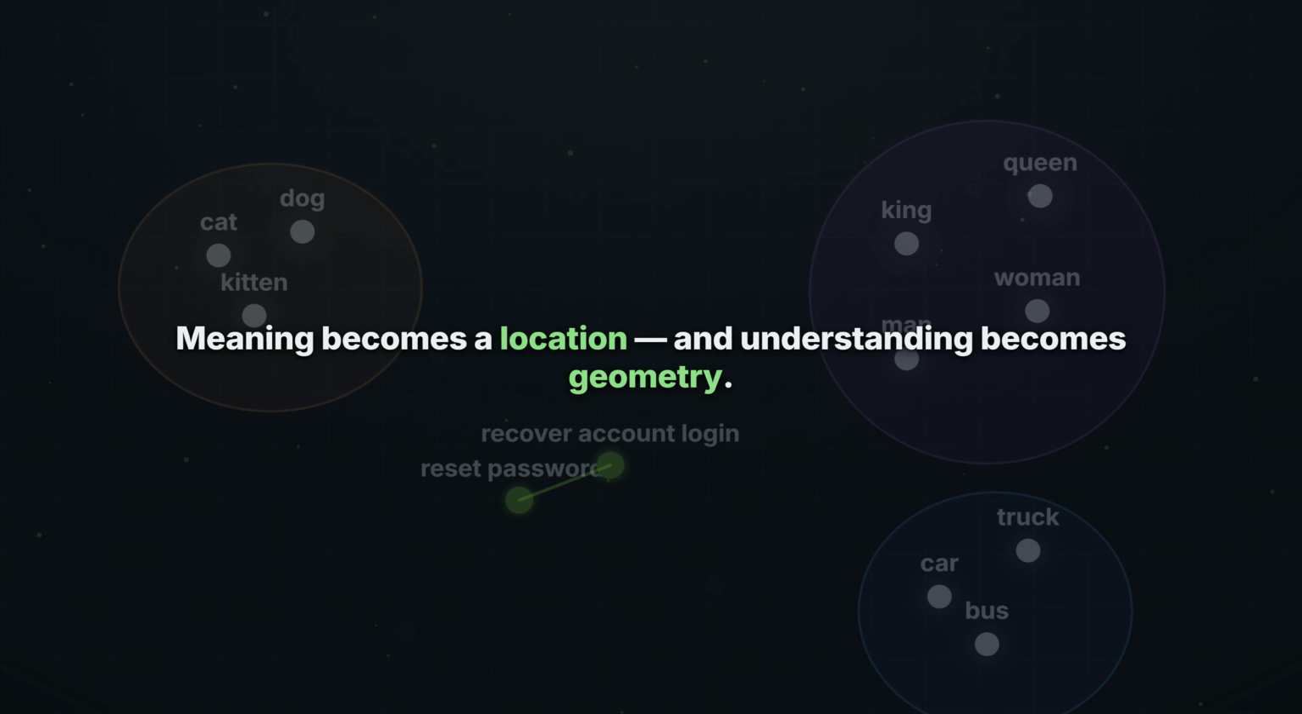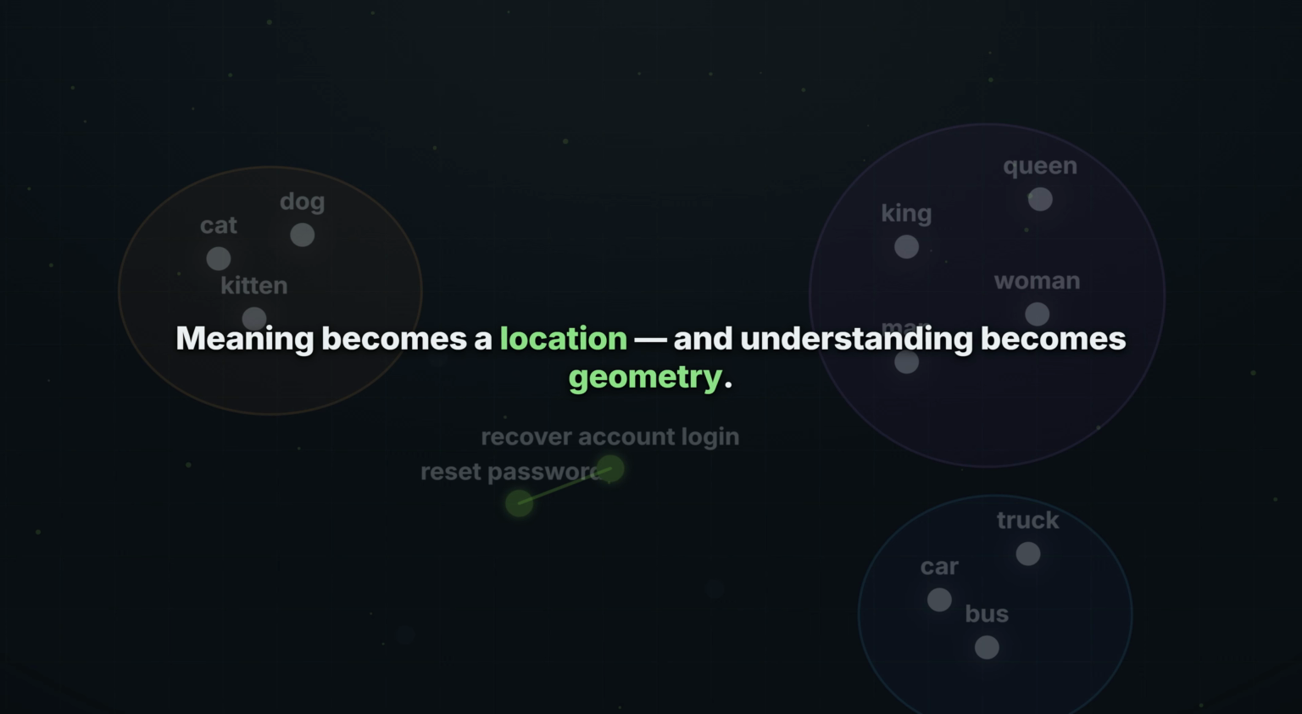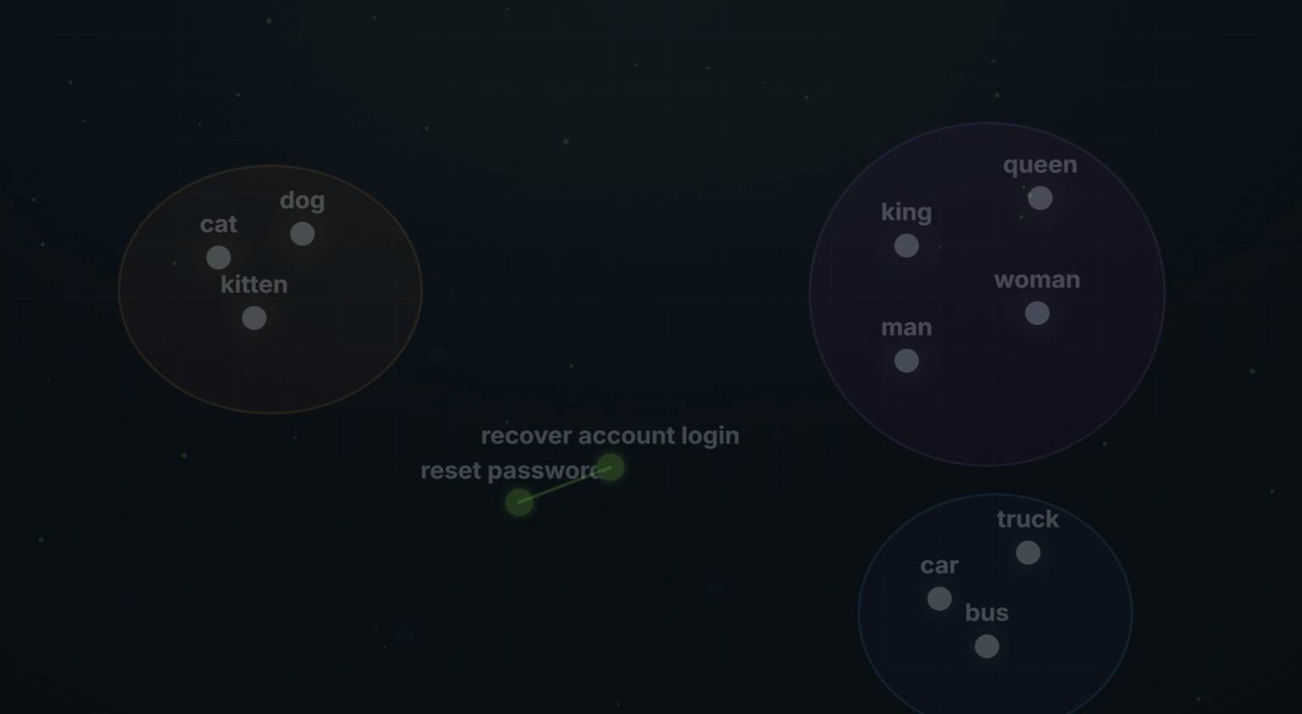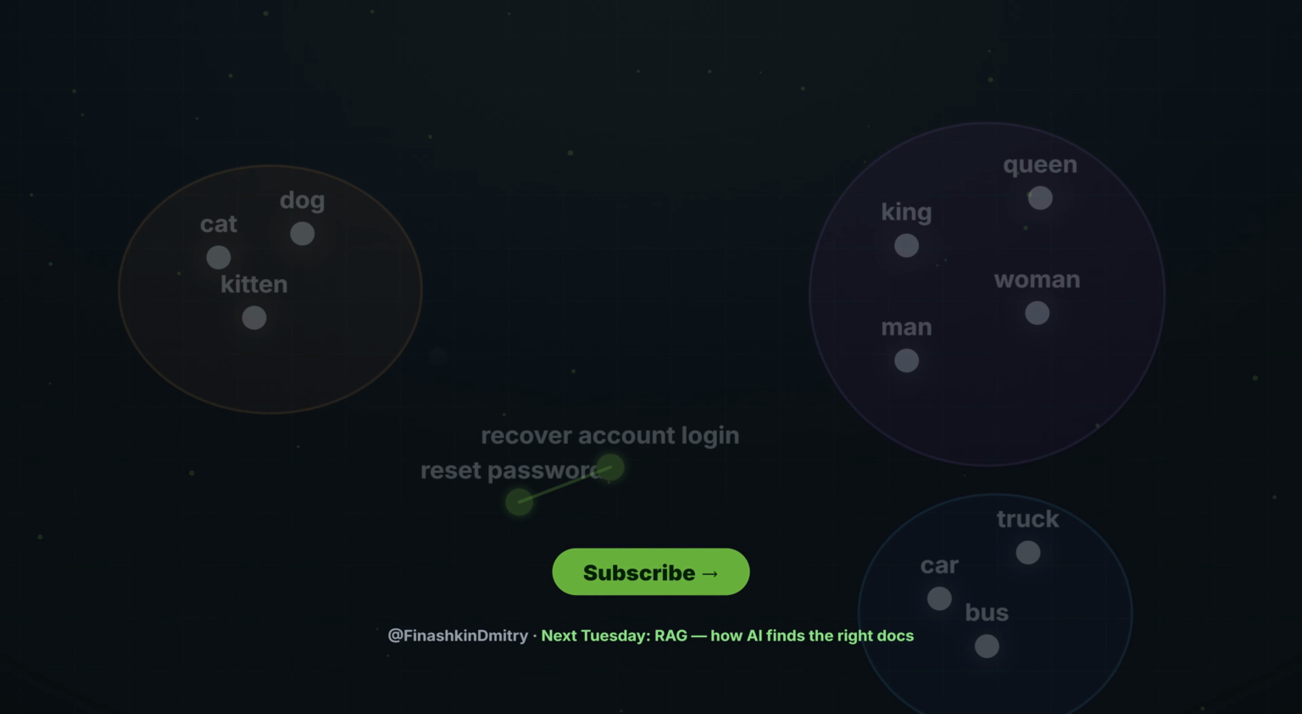So here is the whole thing in one line. An embedding turns text into a position in space, placed so that similar meanings sit close together. And once meaning is location, understanding becomes geometry. That's how your AI gets that two totally different sentences mean the same thing. Next Tuesday, we put this to work. How RAG takes your question, finds the nearest documents on this map, and hands them to the model to answer from.